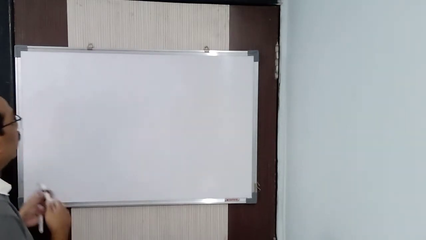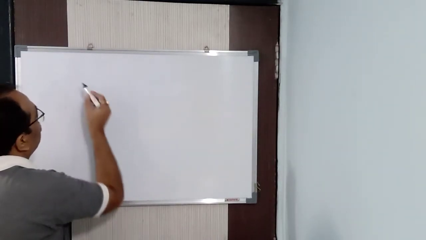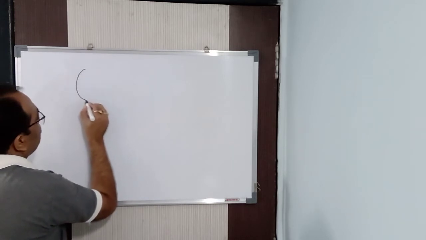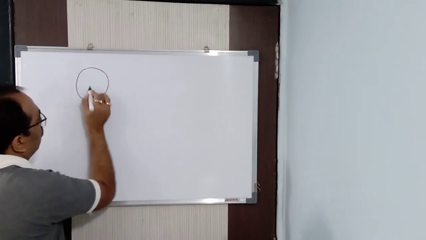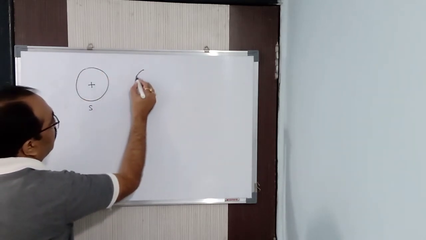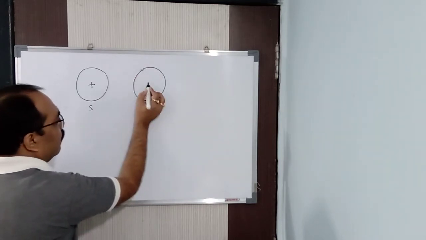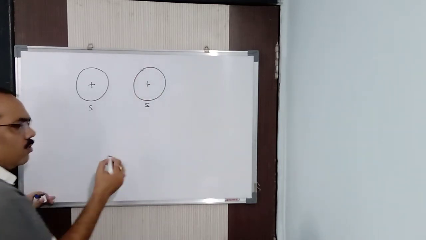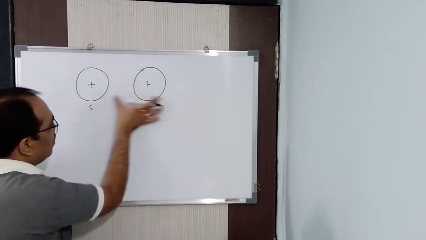Listen children carefully. So, what is that? Here, you can say this is an S subshell, which is having a nucleus. This is another S subshell. It can be any S: 1S, 2S, 3S, 4S, 5S, anything. So this is an S subshell, which is spherical.